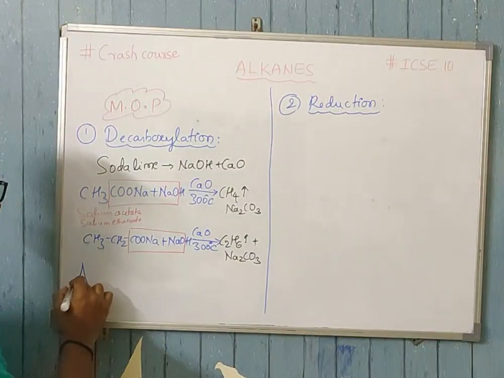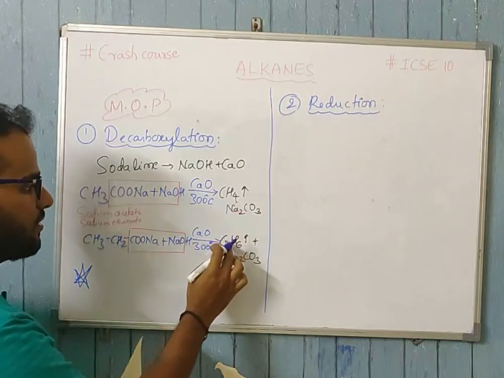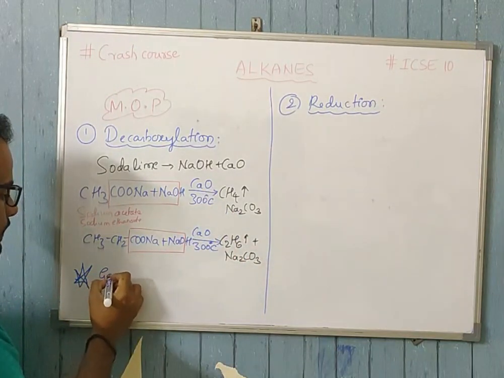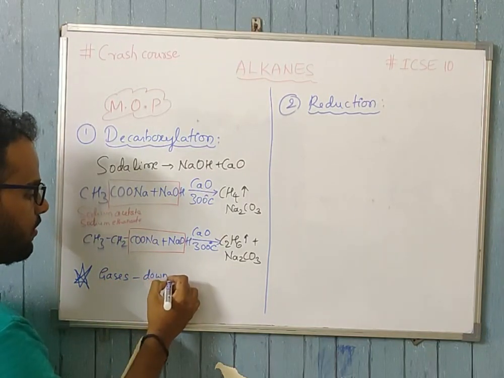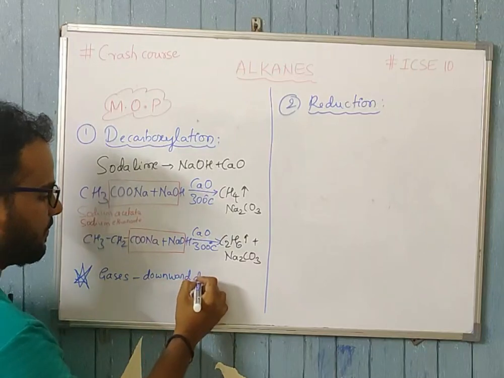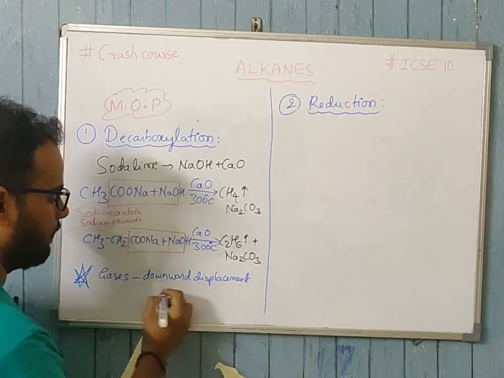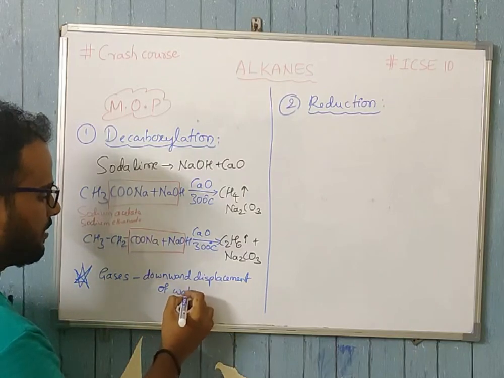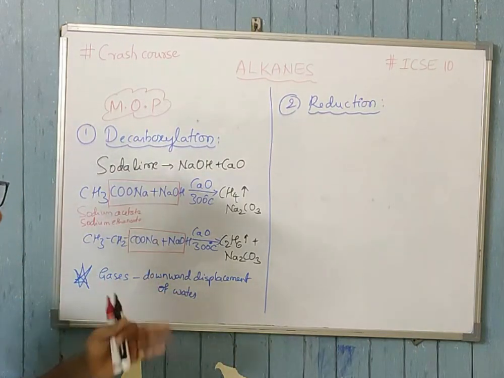Point to remember here: methane and ethane gases are collected by downward displacement of water. The method of collection for these gases is downward displacement of water.